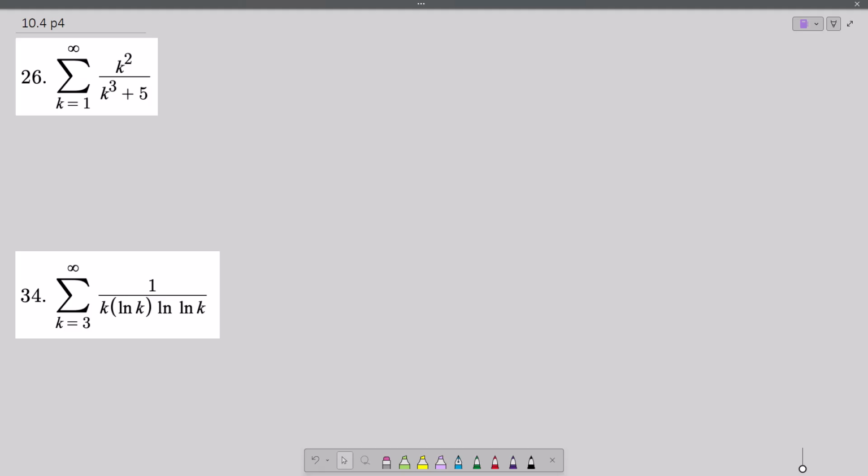In terms of building up your intuition, should this converge or diverge? If the top is a quadratic and the bottom is a cubic, what is it acting like? Like a 1 over k. That 5 in the bottom is really insignificant, just adding a 5. So it really acts like k squared over k cubed, which reduces to 1 over k, which we already know is the harmonic series, which diverges. So we should be confirming divergence here.